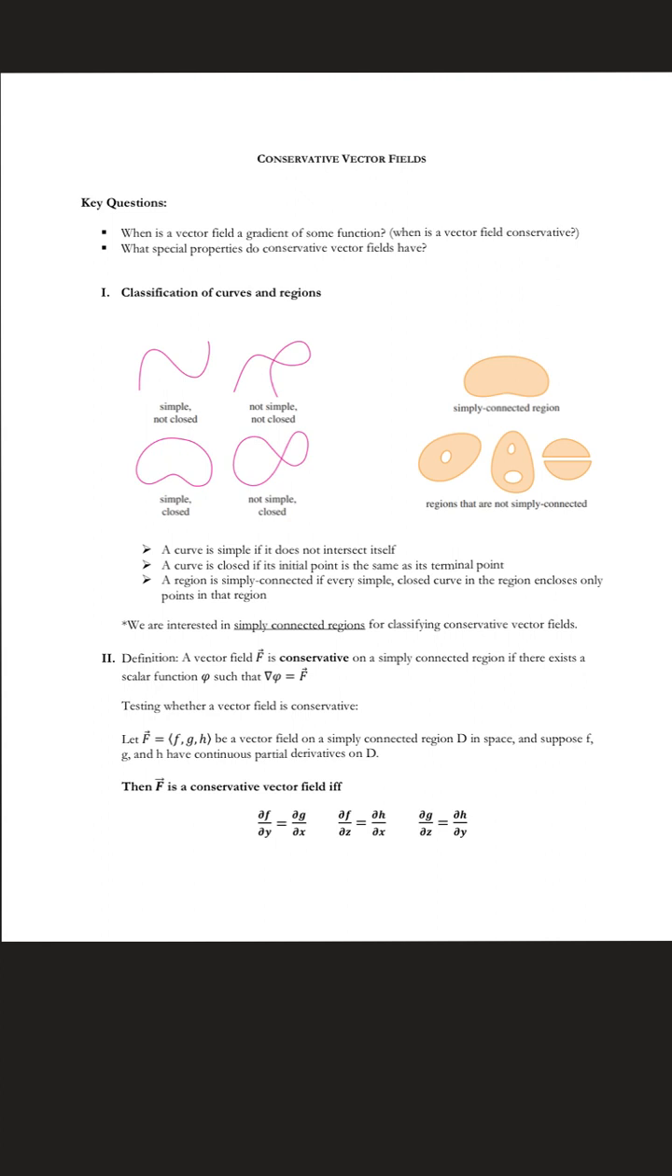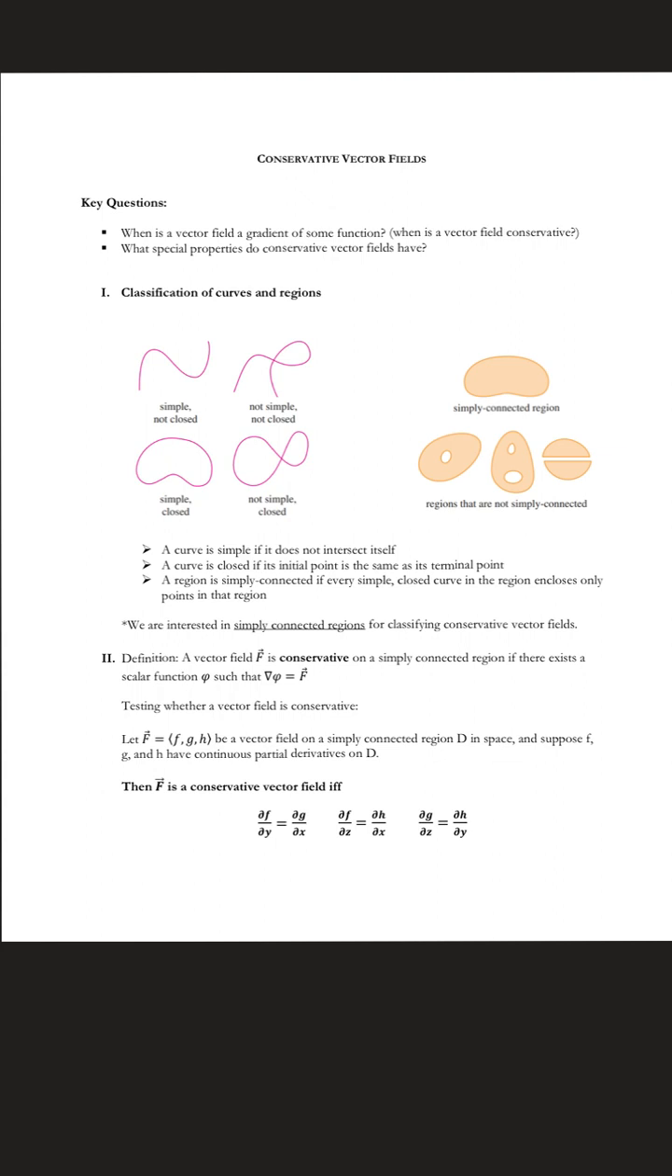So the two key questions for this section: one is, when is a vector field a gradient of some function? In class, we defined that a conservative vector field is a vector field that is a gradient of some function. So we want to know, when is a vector field conservative? And what special properties do these fields actually have that are important to us?